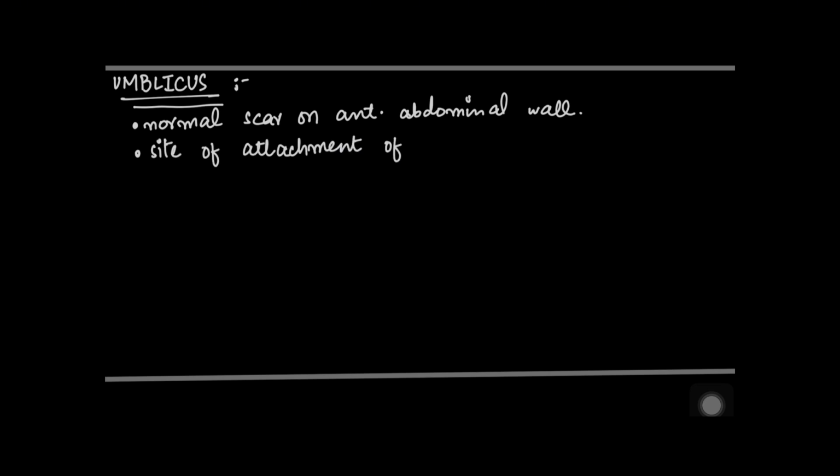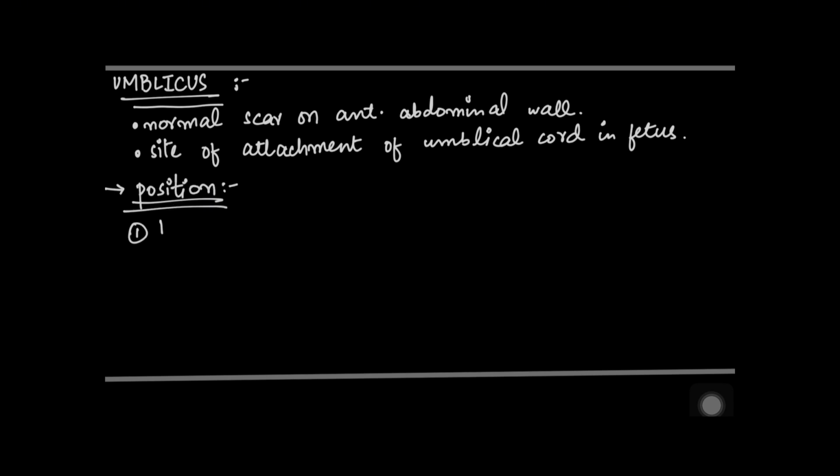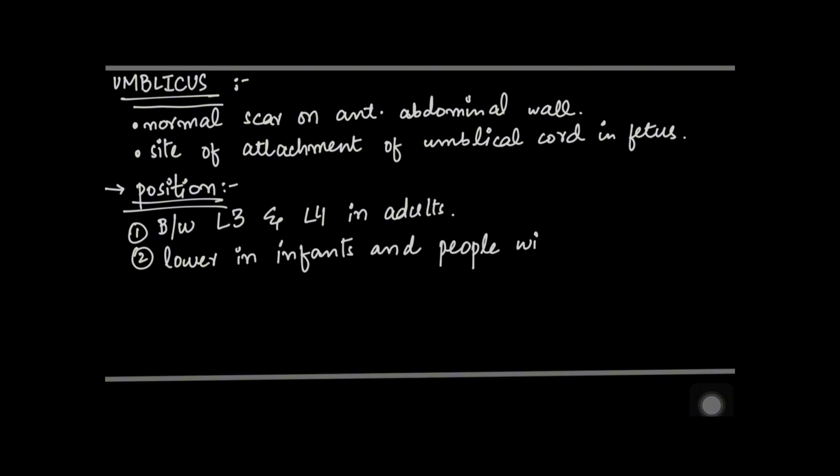We are going to study the anatomy of the umbilicus in detail. The umbilicus is a normal scar on the anterior abdominal wall. It represents the site of attachment of the umbilical cord in the fetus. Its normal position in adults is between L3 and L4.